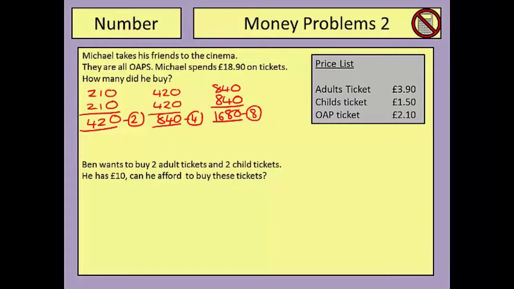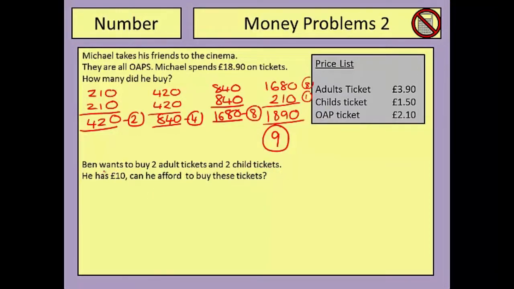Now I can see I'm really close at this point. So what I'm actually going to do is take my 1680, which is 8 tickets, and just add on another 1. And I'm going to go up in increments of 1 until I hit my right answer. So adding these together, I can see that that turns out as 1,890 pence, or £18.90, which is my final answer. This was 8 tickets, this was 1 ticket, so £18.90 is the total cost for 9 tickets.